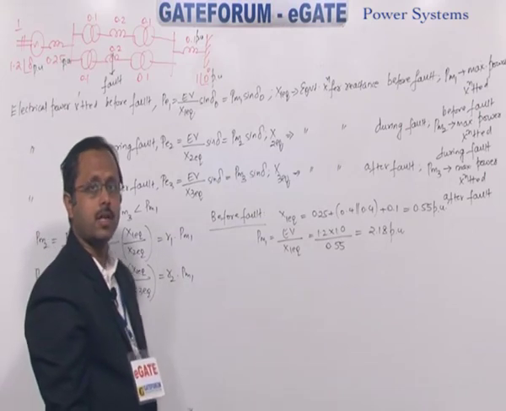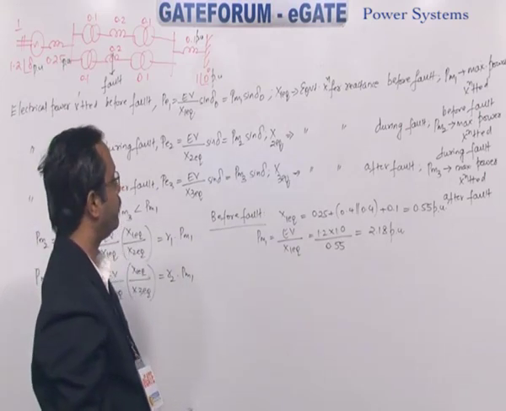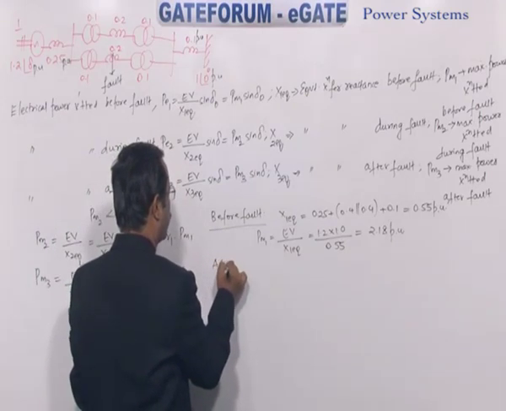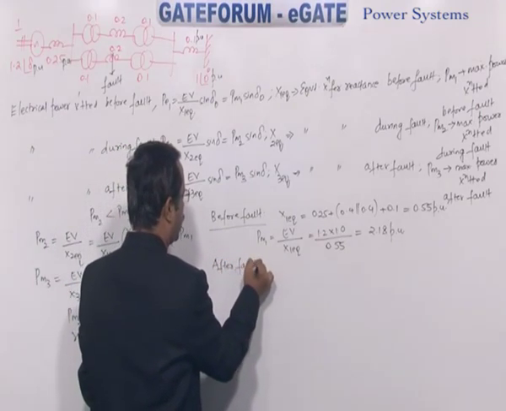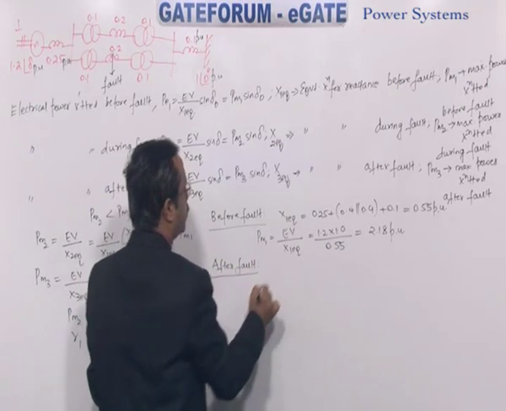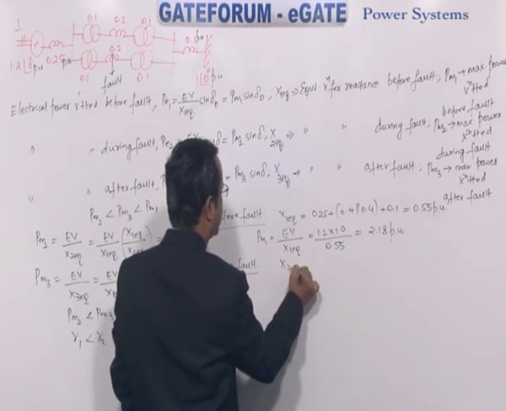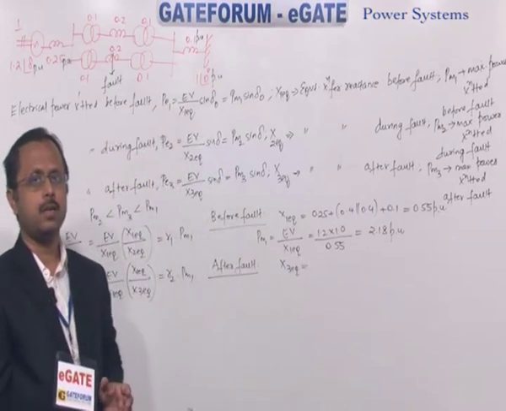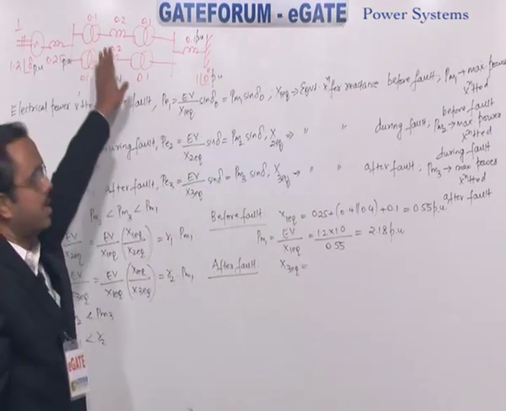So they are by default in per units. Next question, next one is after fault. During fault we will find further, but after fault how to find X3 equivalent? Now important point, now fault is cleared.